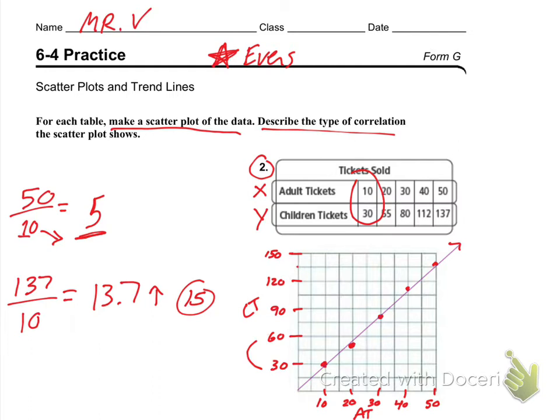So describe the correlation of the scatter plots. So as you can see, the more adult tickets there are, the more children's tickets are sold. So pretty easy correlation. You can also say as the number of adult tickets went up, so did the number of children's tickets.